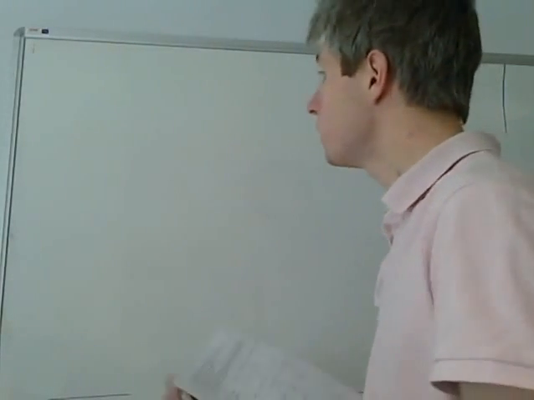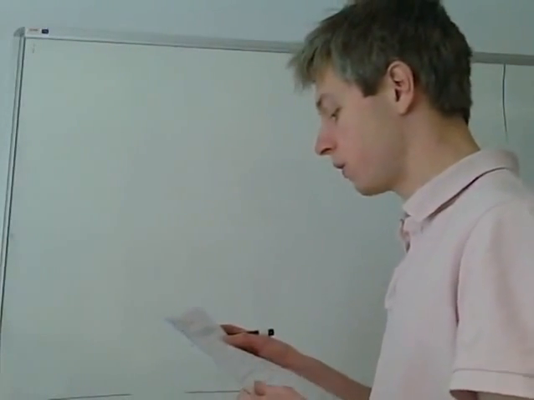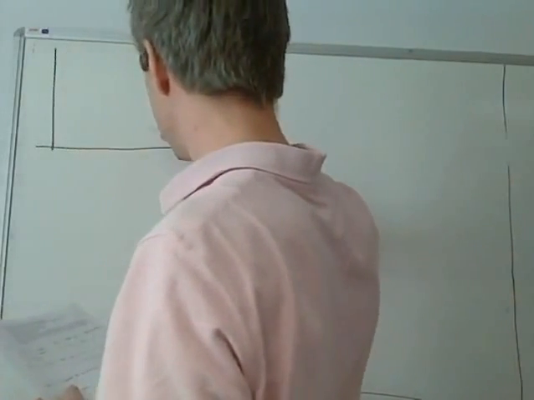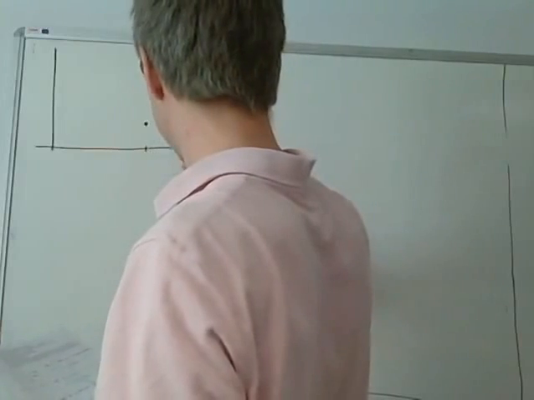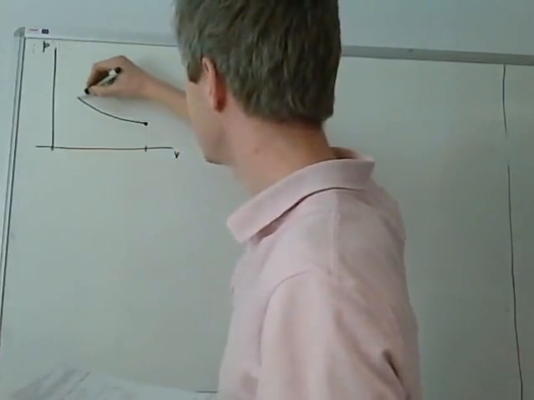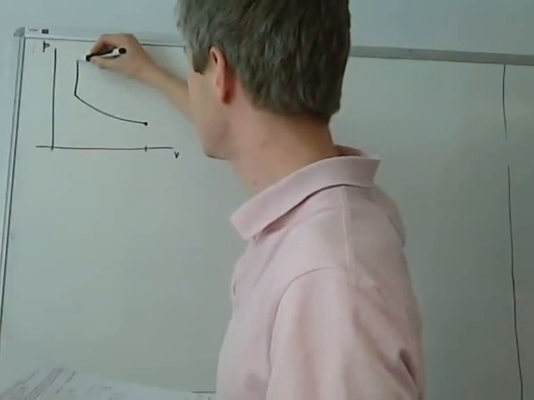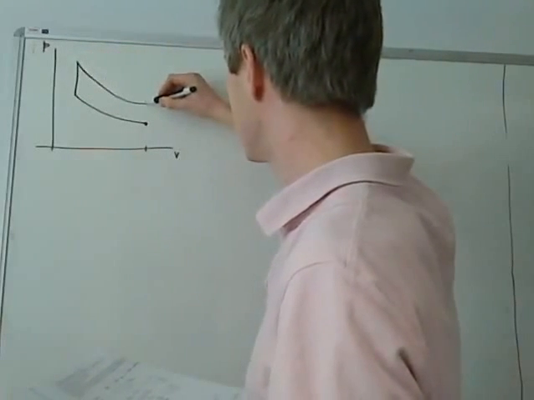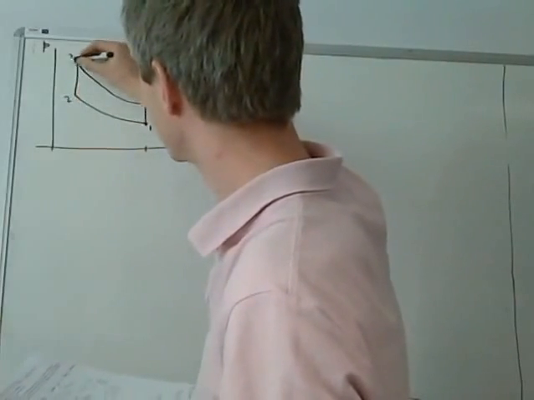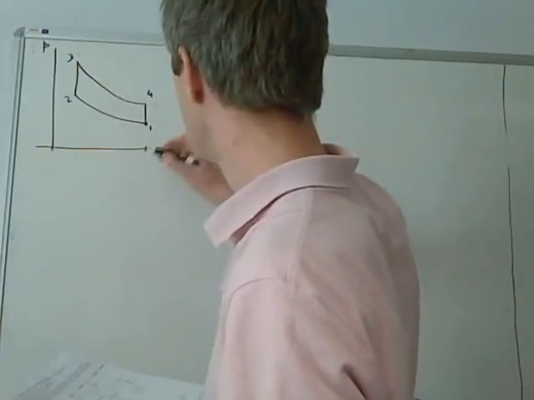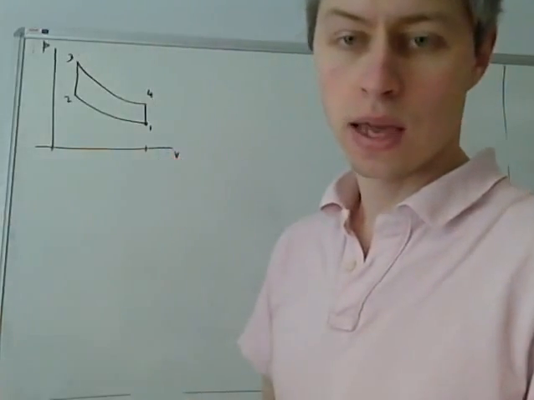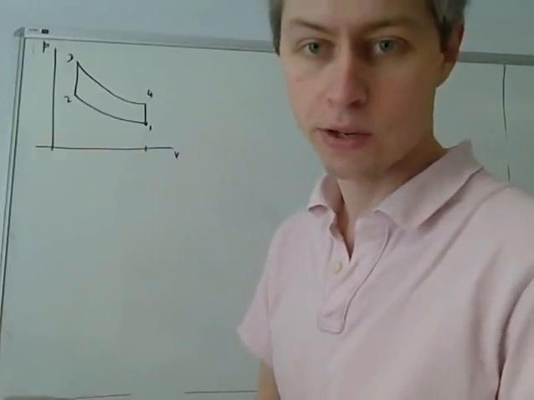Okay, so the PV diagram for the first cycle is as follows. Start off at state 1. We undergo isentropic compression, constant volume heat addition, isentropic expansion, constant volume heat rejection. 1, 2, 3, 4, we'll label it. And you may recognize this now as an Otto cycle, so like a petrol engine.